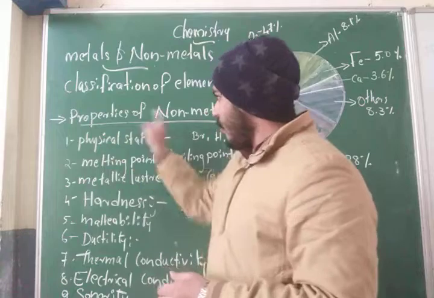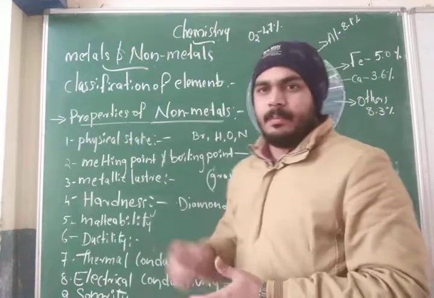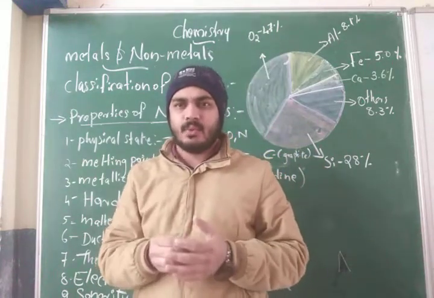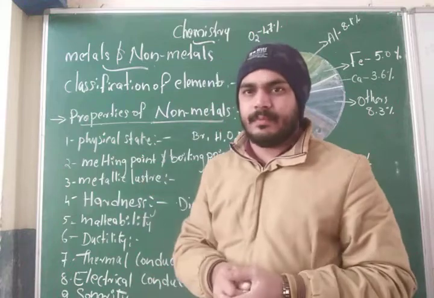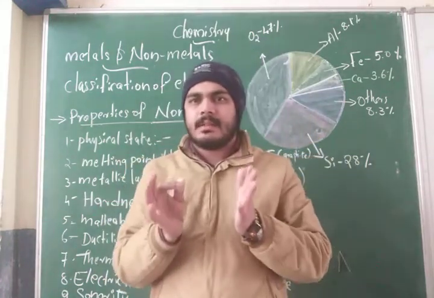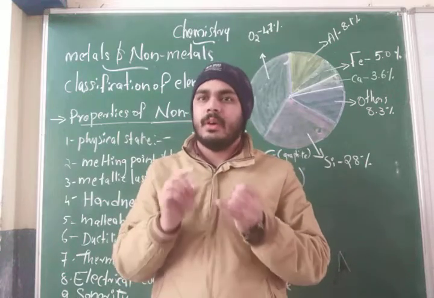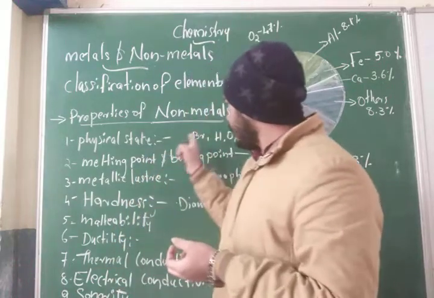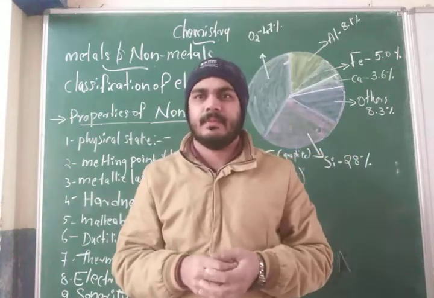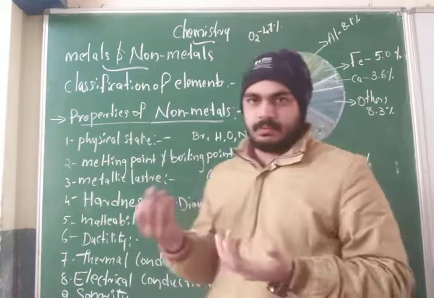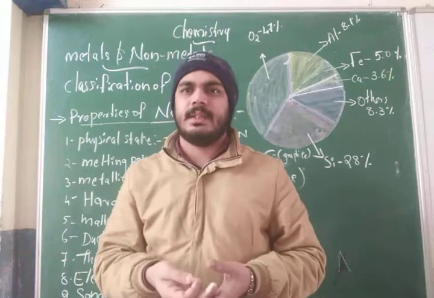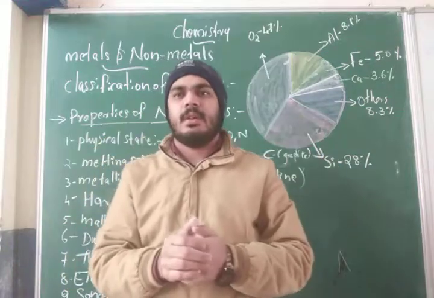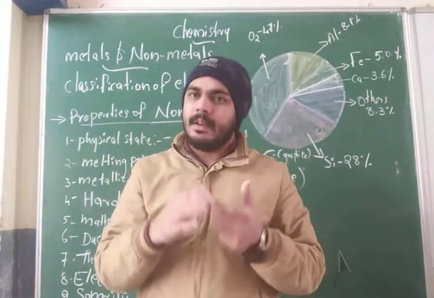Next topic, properties of non-metals. So the non-metals also have some properties. The first one, physical state. Non-metals are seen in three states: a solid state, gaseous state, and liquid state also. Okay. So bromine is a liquid state, and hydrogen and oxygen are gaseous state. So non-metals are in three states.